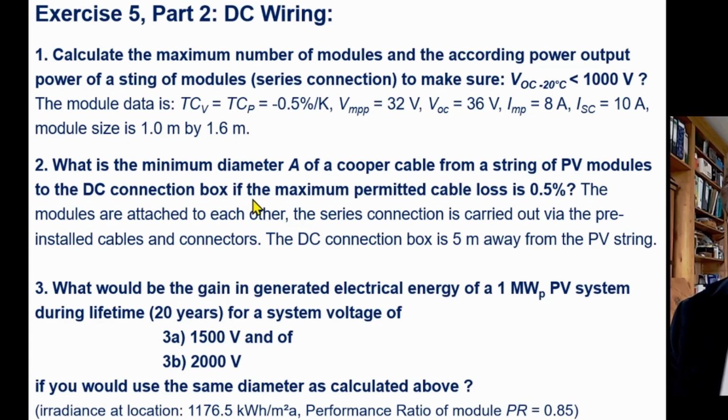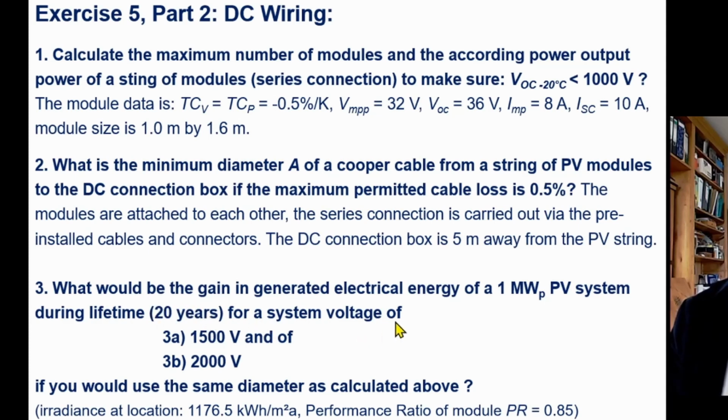Then there is another question here: what is the minimum diameter for a copper cable from a string of PV modules to the DC connection box if the maximum permitted cable loss is 0.5%? What would be the gain in electrical energy for a 1 megawatt power plant during its lifetime? Nowadays it's even longer than 20 years. People are even calculating with 25 or even 30 years, but this is a very conservative estimate.